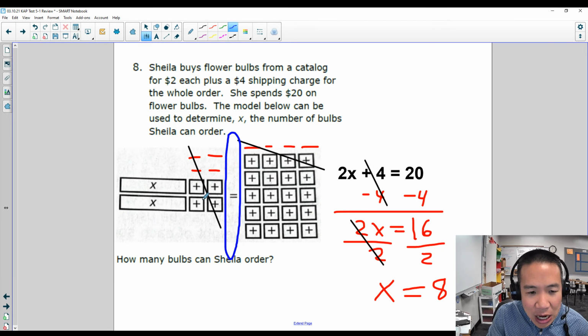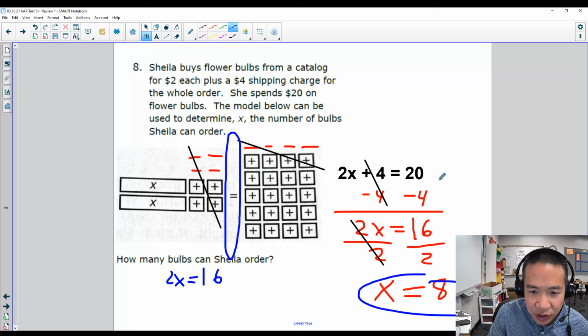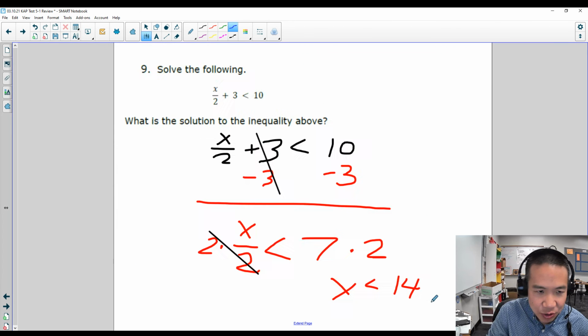How do I undo positive 4? With negative 4. I have to do it on both sides. Cancel, cancel, cancel. I'm left with 2 x's, and I'm left with 16: 4, 8, 12, 16. Two groups of what makes 16? 8. So here is the algebra way of solving it: I subtract 4 from both sides, cancel, divide both sides by 2, x equals 8.